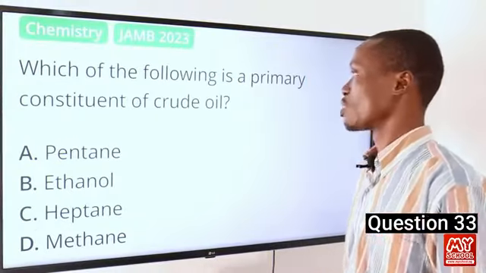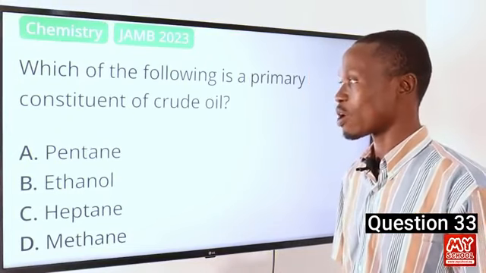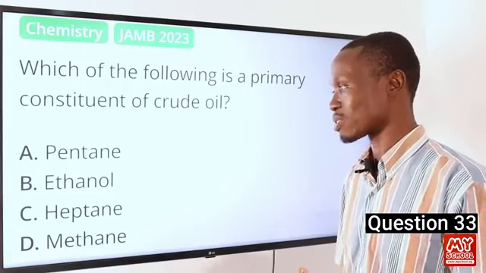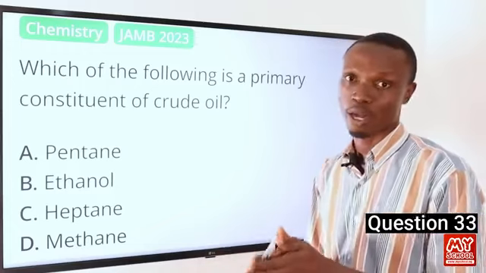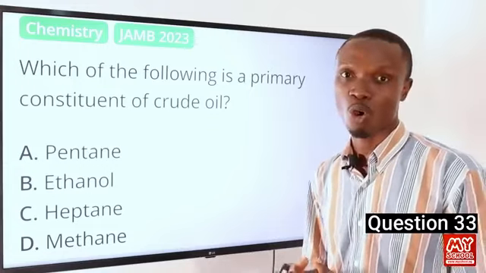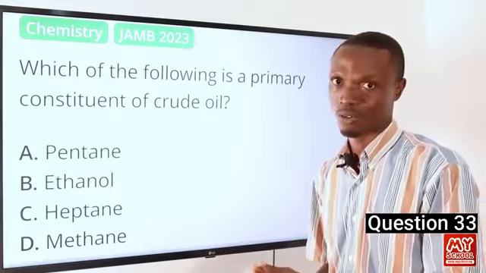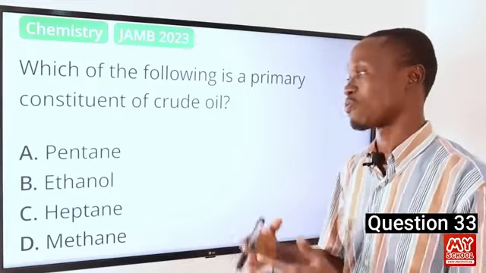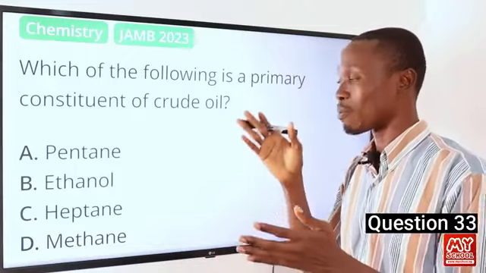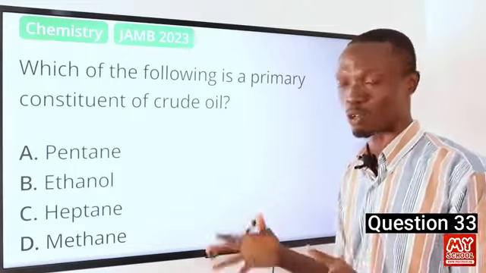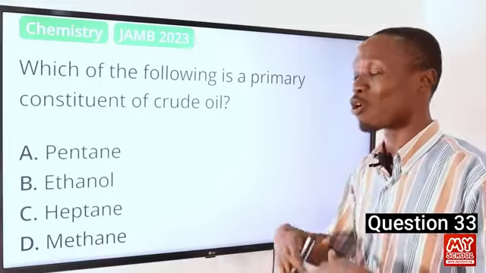Question 33. Which of the following is a primary constituent of crude oil? A, pentane. B, ethanol. C, heptane. D, methane. Crude oil, as we know, is a mixture of hydrocarbons of various chain lengths. In our hydrocarbons we also find alkanes like methane, ethane, propane, until we get to pentane or so. But the question they are asking is, what is the primary constituent of crude oil?